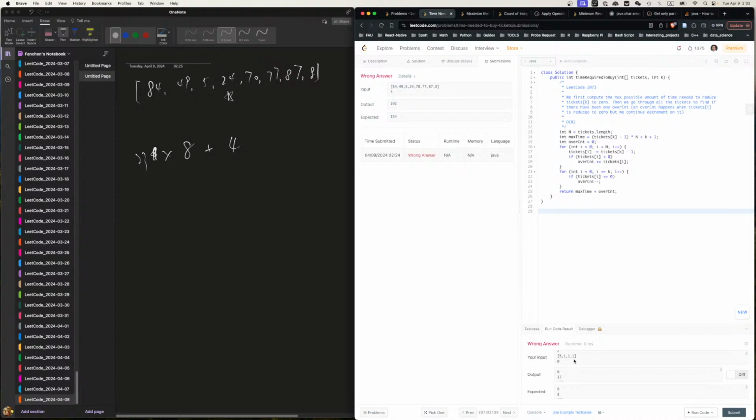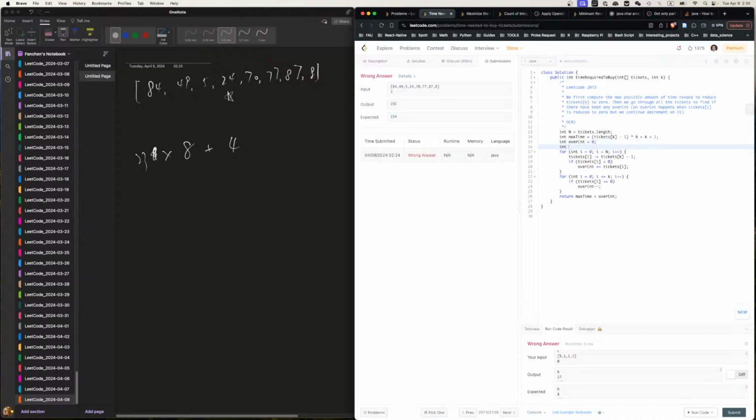What? 4 times 4 is 16. That's 17. Max time is 17. I have overcount, right? And then, oh shoot, because I changed it, I cannot use tickets k. Damn it. Okay, I know.